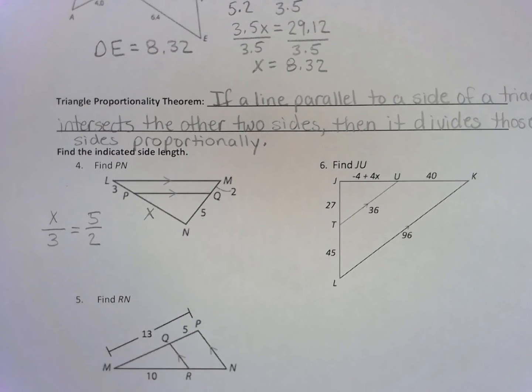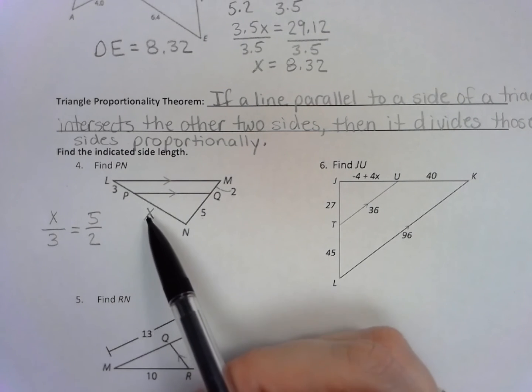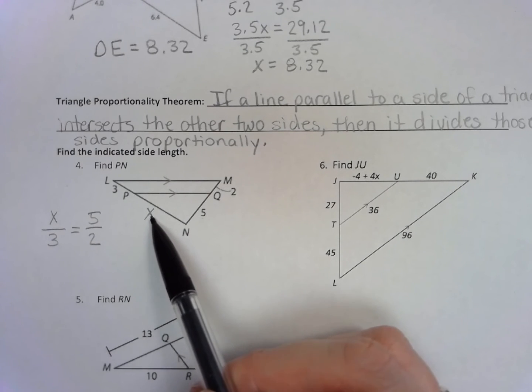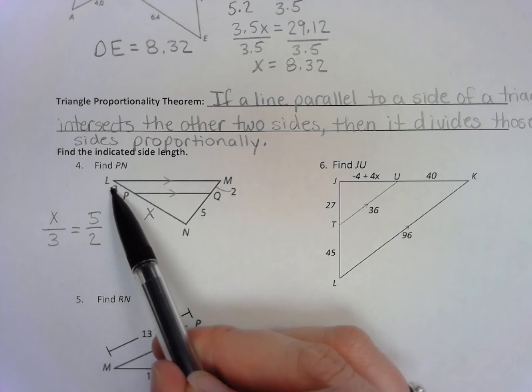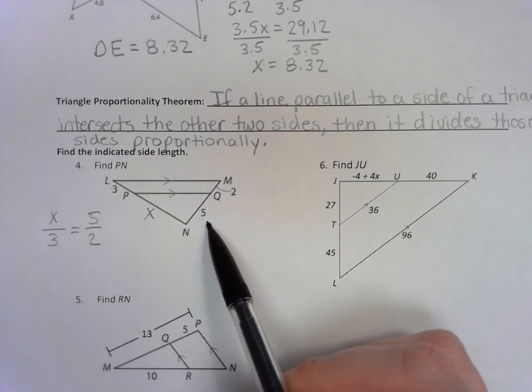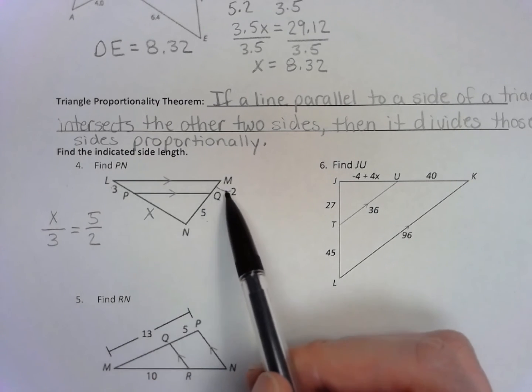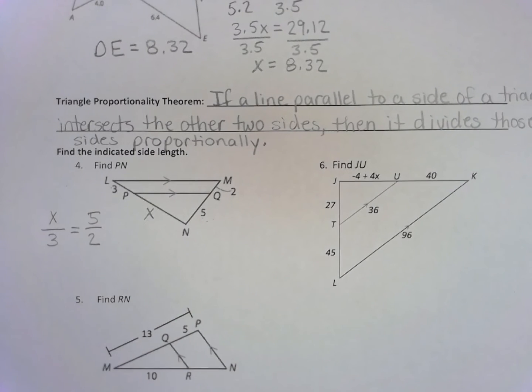Just make sure your corresponding pieces this time, since we have that parallel line dividing the triangle, that your pieces of your triangle are all set up in corresponding. You're not allowed to go x to 3 and then your next fraction be 2 to 5. It does have to be corresponding parts. So x goes with the 5, 3 goes with the 2. So we set that up in our ratio.